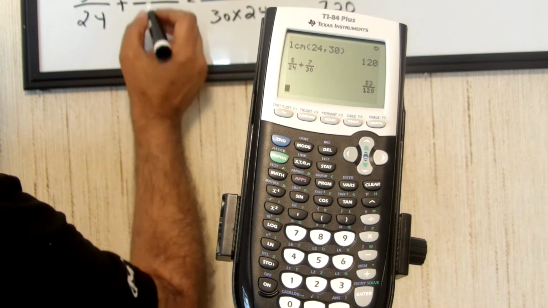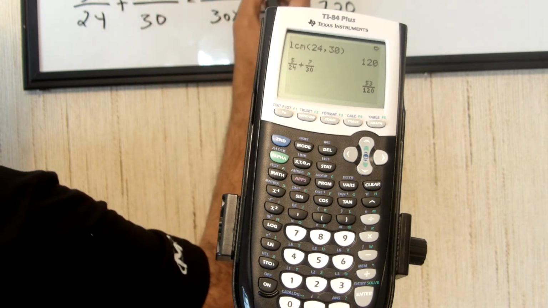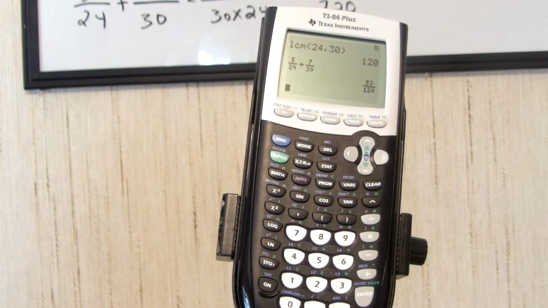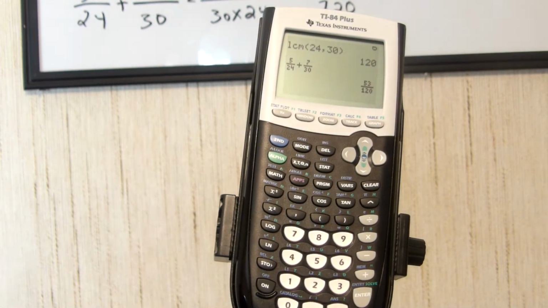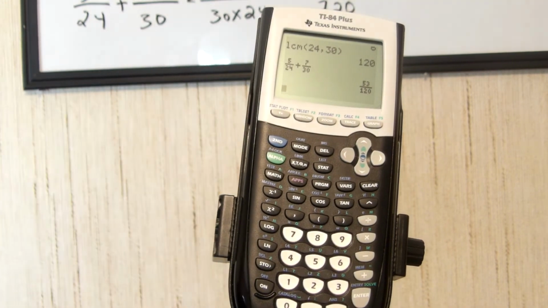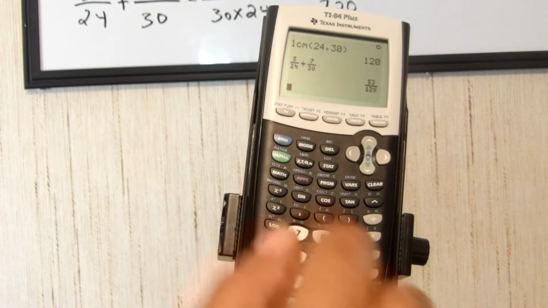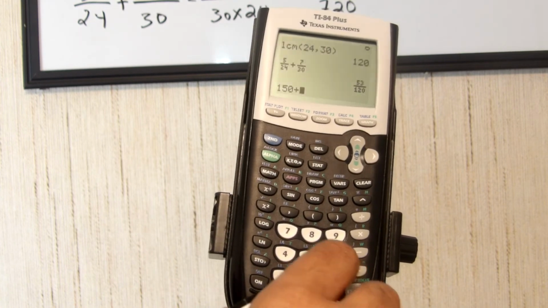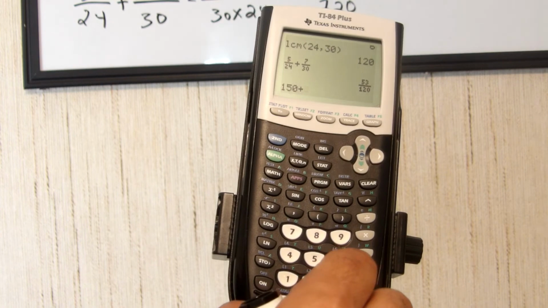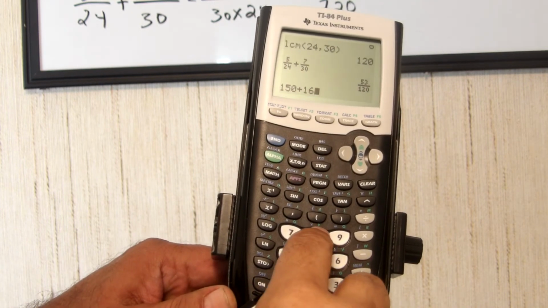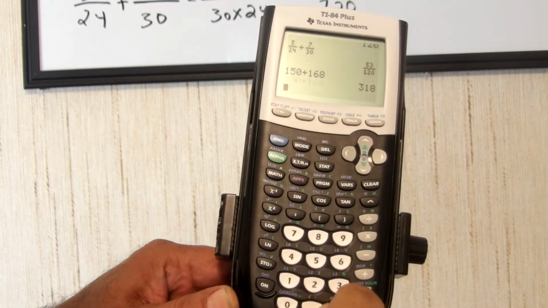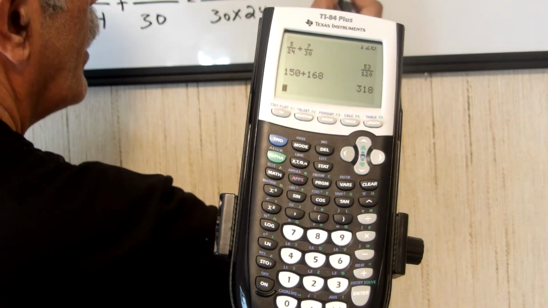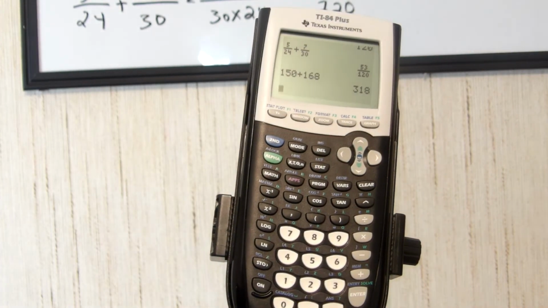and 24 times 7 is going to be 168. Let's see, 150 plus 168 is 318. Okay.